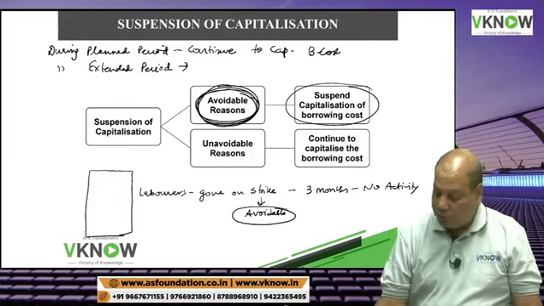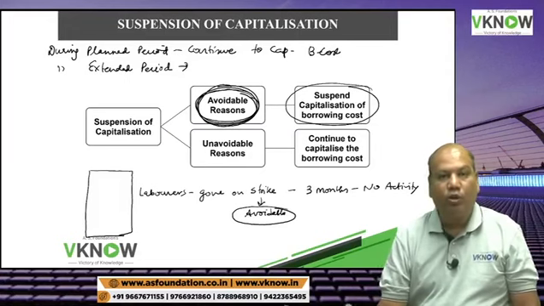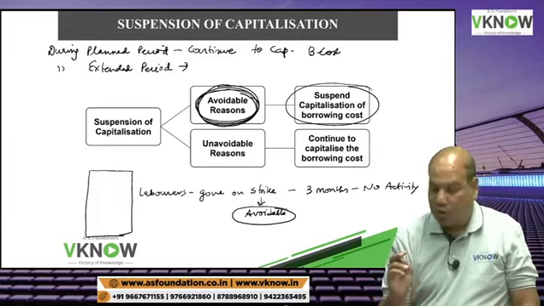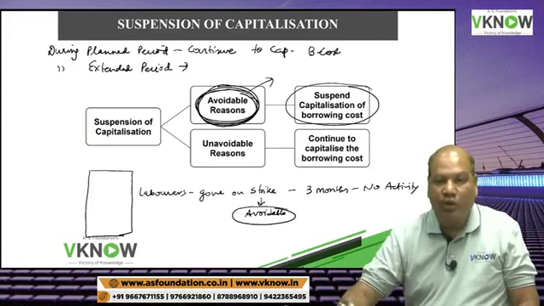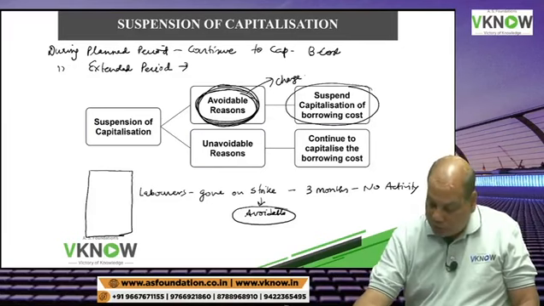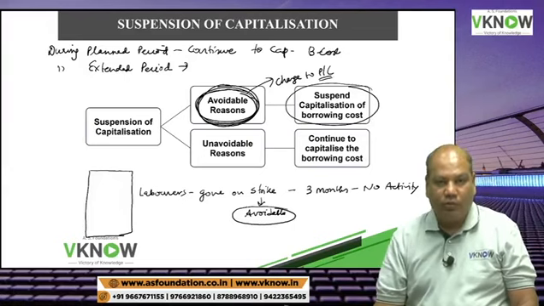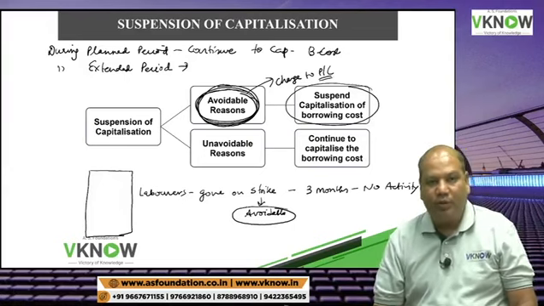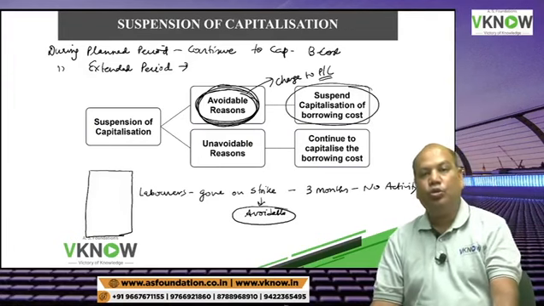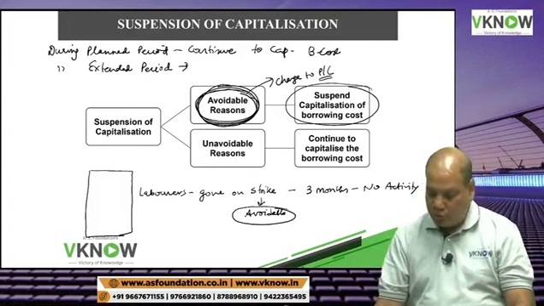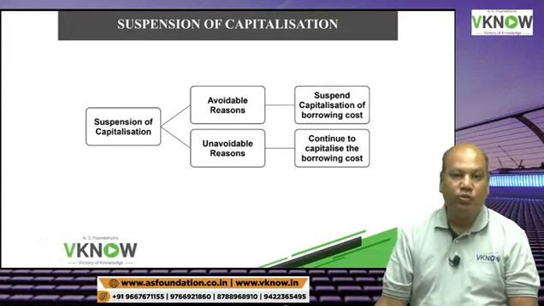So therefore, in this 3 months period, we will incur borrowing cost. The bank will charge me borrowing cost, but during this period, whatever borrowing cost I pay, I will charge to P&L account. I will not capitalize. So if during extended period the activity is not happening due to an avoidable reason, those which could have been avoided, borrowing cost will be charged to P&L account.